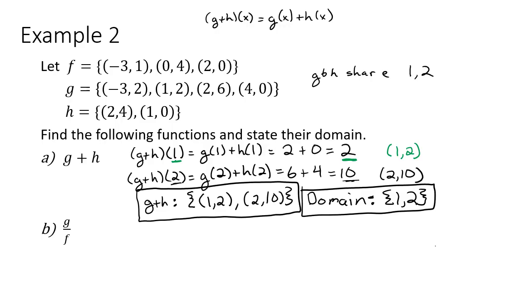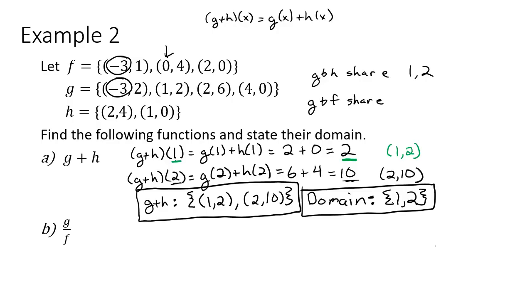So let's do one more. Part B, we've got G divided by F, and we want to fully define this function. So let's start by looking at what they share. What inputs would work in both? Well, we've got a -3 in common, so that's one that would work in both.